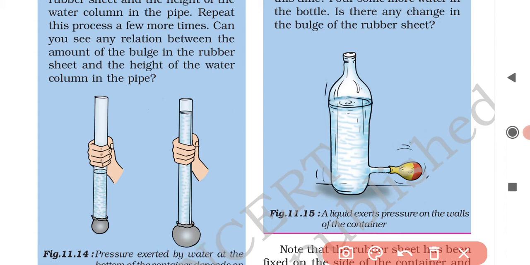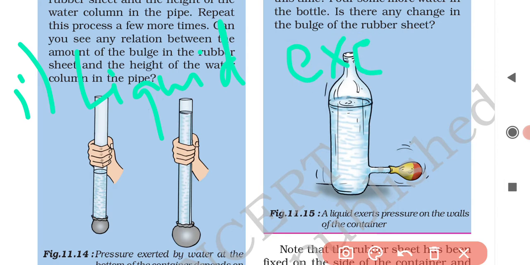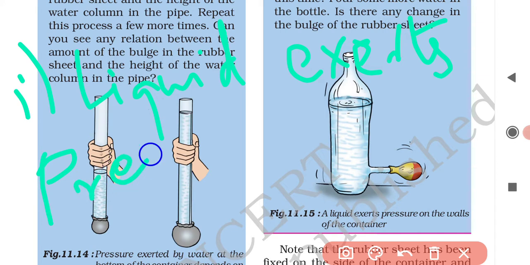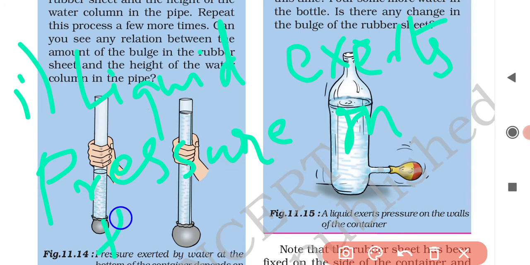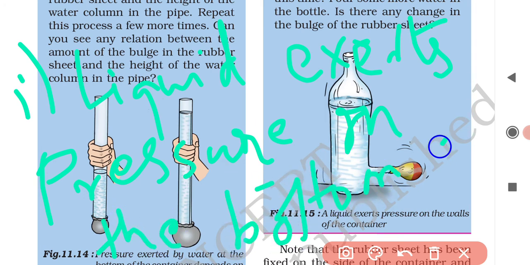Liquid exerts pressure. Where is it acting? On the bottom. On the bottom of what? On the bottom of the container. You can understand? Liquid exerts pressure on the bottom of the container.